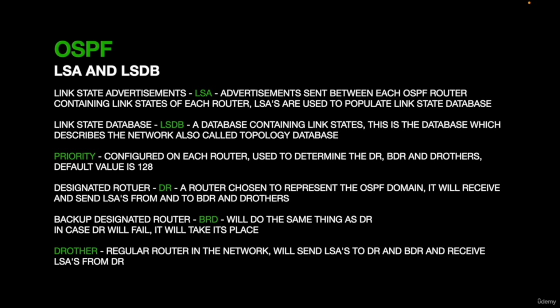The backup designated router will do the same thing as the designated router, but in case the designated router fails, the backup designated router will take its place. Also, DROther is a regular router in the network which sends LSAs to the designated router and backup designated router and receives LSAs from the designated router.